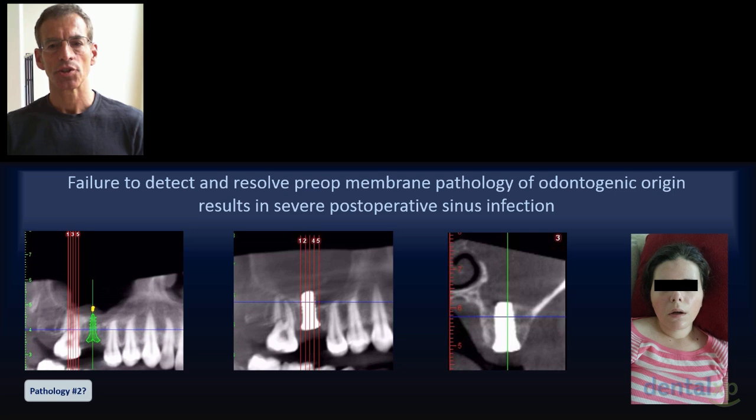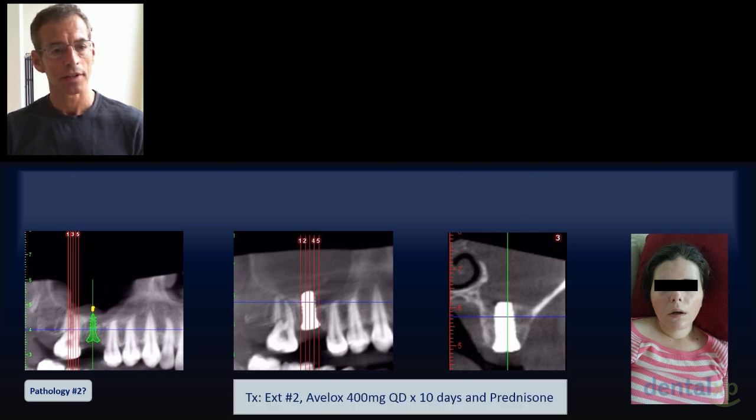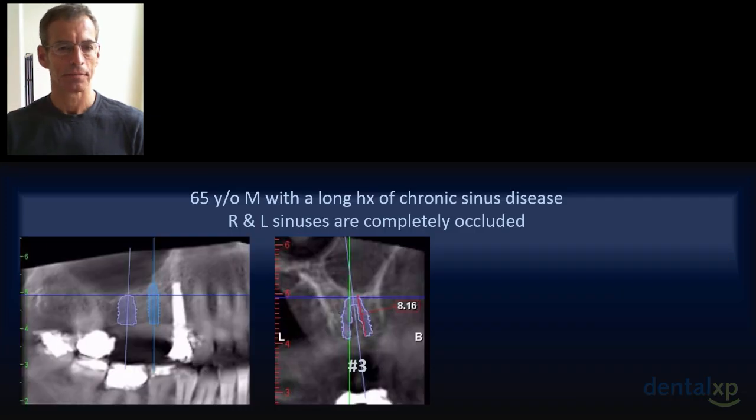At 10 days, she has a very severe postoperative sinus infection, complete occlusion of the sinus cavity. This is a sick patient. And if you look closely at the newer scans, you can see that there is a fracture of the distal root and worsening periapical pathology on number 2. This patient is treated with the extraction of number 2, Avelox for 10 days, and prednisone because the blockage is so severe. She heals uneventfully. Implant number 3 is still in place.